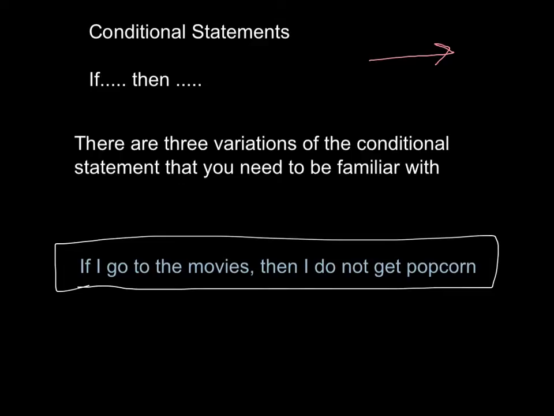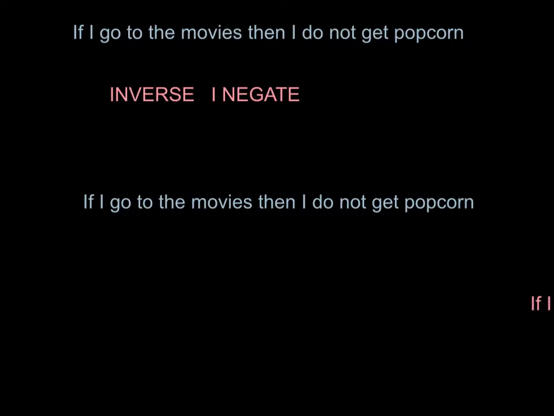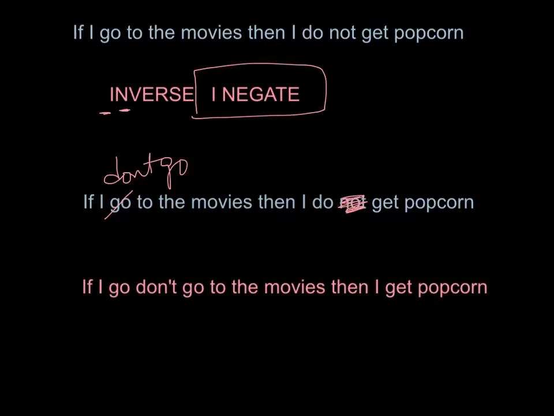So we're going to the next slide now. The first one is the inverse. The easiest way to remember the inverse is it starts with an I and an N. So that's how I remember it, I negate. So if you see the sentence, if I go to the movies, then I do not get popcorn, what we're going to do is add nots everywhere. If I don't go to the movies, then I do get popcorn. So we basically negated each part of the sentence, and this is what it would look like. If I don't go to the movies, then I get popcorn.